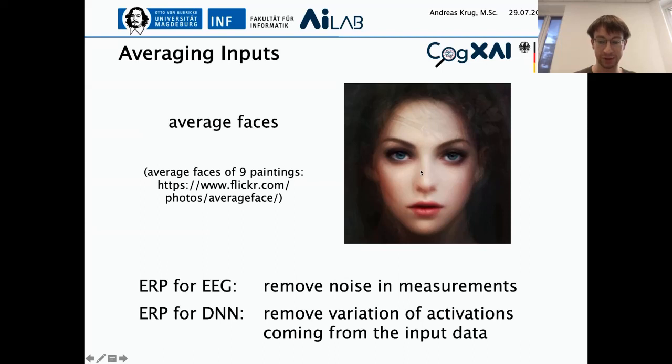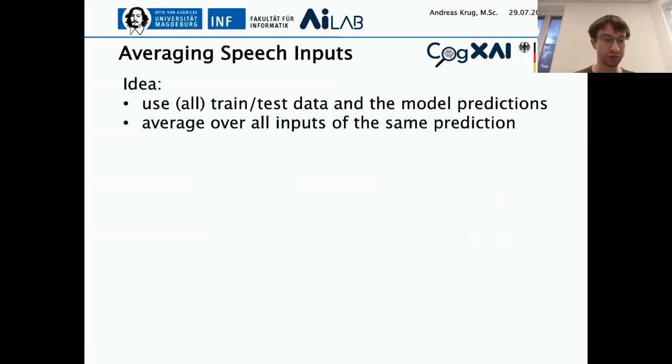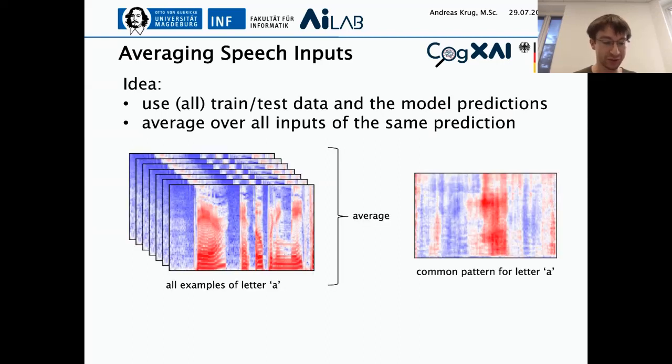Okay. So yeah, the same we can now also apply to speech. The idea here is we now simply take all train and or test data of our model prediction for a particular class, and we compute the average of all the inputs. So this would look like this. Again, this is only the idea for now. We take all the examples of a particular letter. Let's say we take A, then we compute the average, and we would get a common pattern which has consistent information for this particular letter.